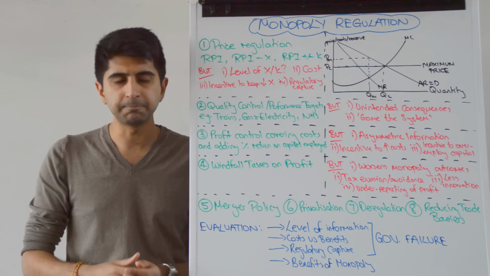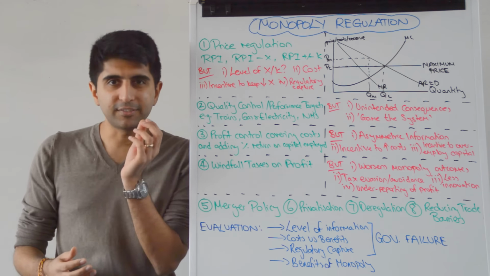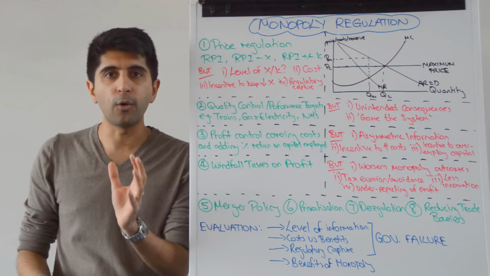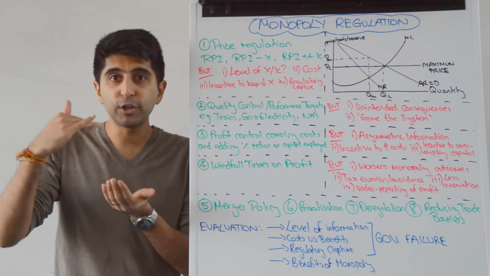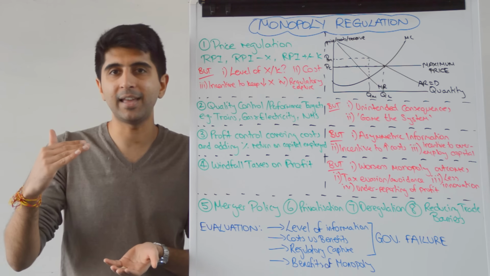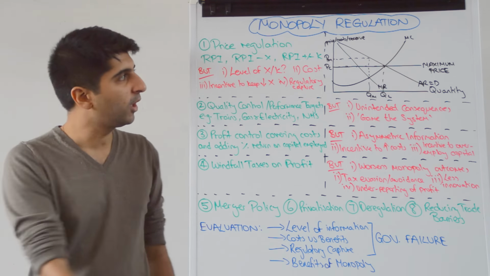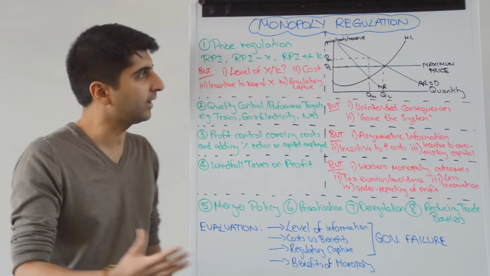And if you're a company, your incentive is to cut costs as much as possible below X. Why? Because then you can raise your prices by RPI minus X, but you've actually cut costs more, which gives you a greater profit margin. So there are strong incentives with RPI minus X.